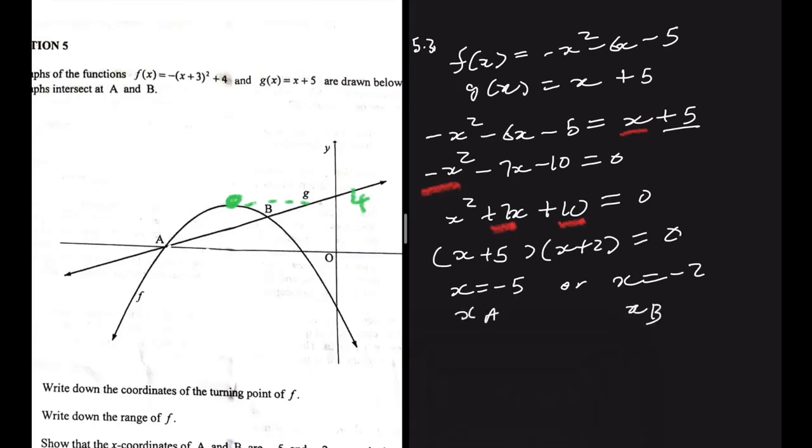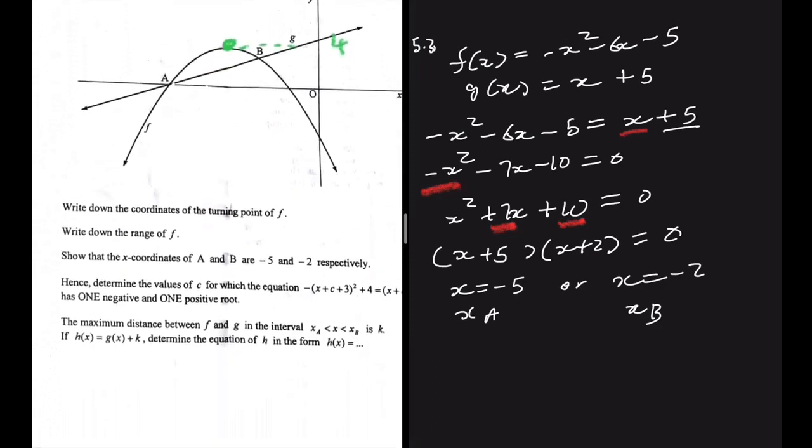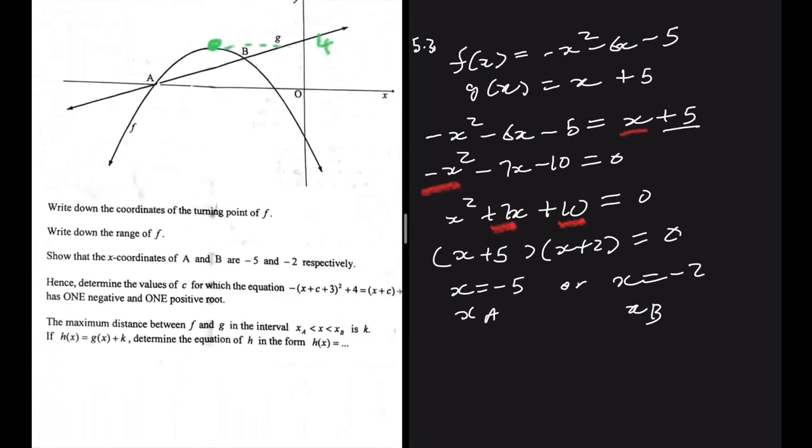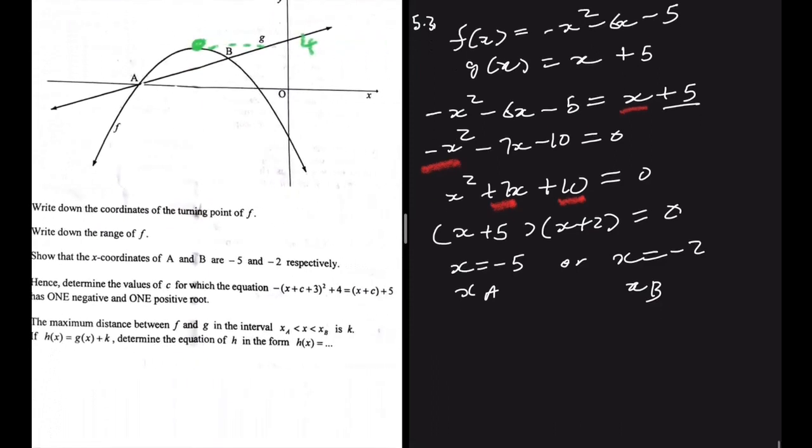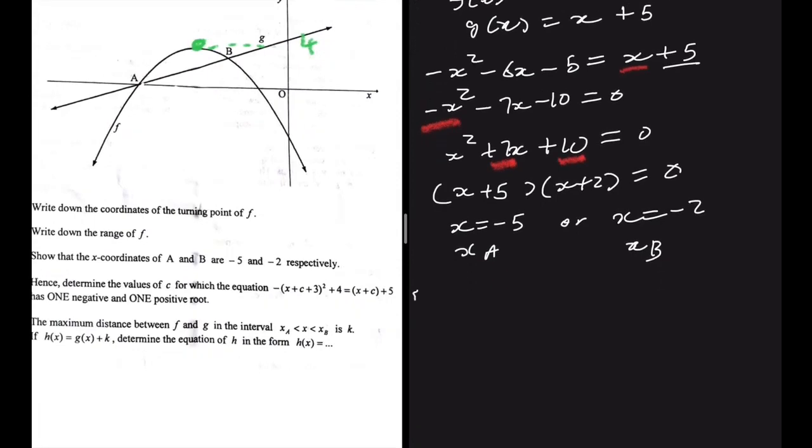It's quite straightforward. There isn't really anything complicated in this one, right? Unlike 5.4 and 5.5. So let's look at 5.5.